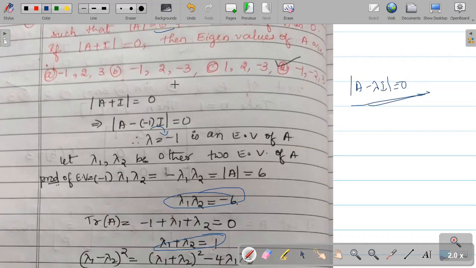Lambda 1 into lambda 2 equal to 2 into minus 3 gives you minus 6, and 2 plus minus 3 gives minus 1, so this is not possible. Whereas the fourth option, minus 2 into 3 gives you minus 6, and minus 2 plus 3 gives you 1. Both are satisfied at that time. So the fourth option is the answer.